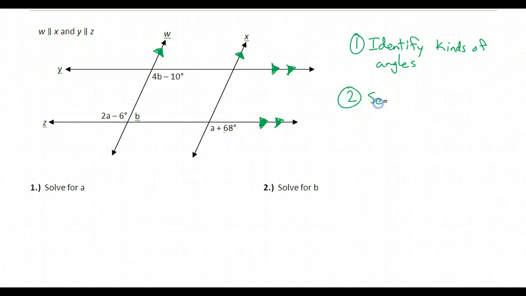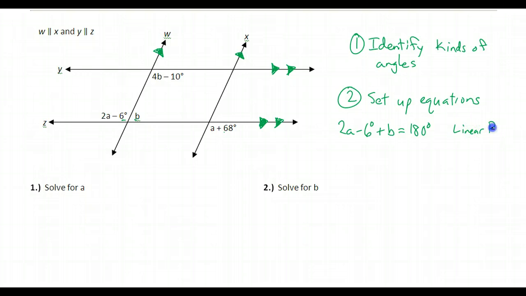Next, I need to set up my equations. Well, I have three different equations that I can set up. If I look, these two angles right here form a linear pair. Since these two form a linear pair, they're supplementary. So 2a minus 6 degrees plus b has to equal 180 degrees. Because they form a linear pair, they're supplementary.